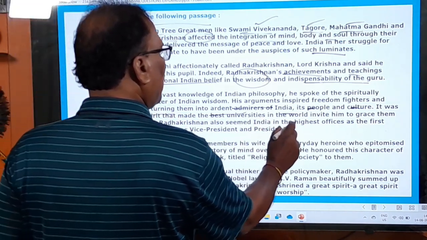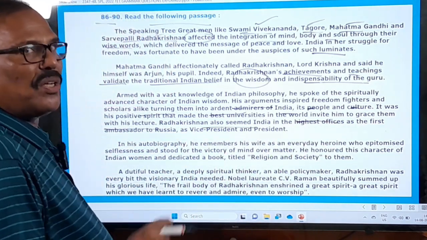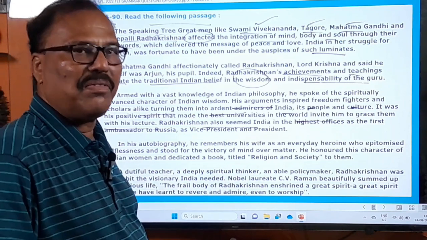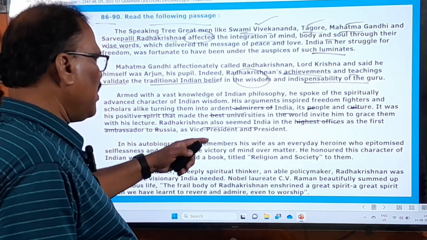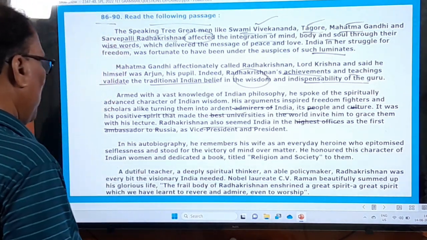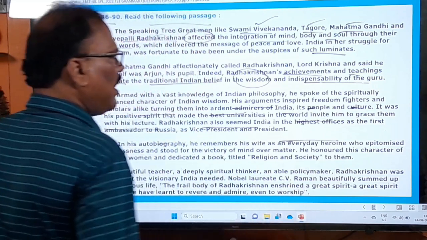Radhakrishnan held the highest offices in India, as ambassador to Russia, vice president and president. He rendered his services as ambassador to Russia and vice president and later president to this great Indian country. And in his autobiography, he remembers his wife as an everyday heroine.